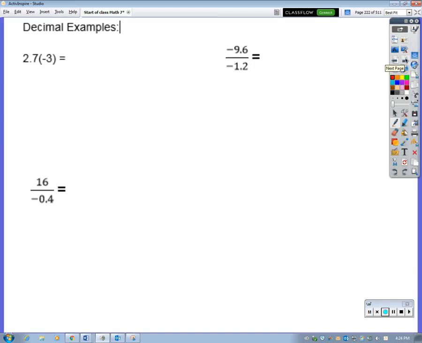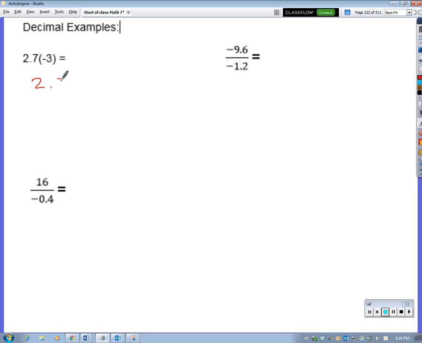Decimal examples. Okay, multiplying with decimals, just like multiplying with anything else, we're going to deal with the decimals at the end in the case of multiplication. We're just going to work the number first, and then we're going to figure out where a decimal goes. Okay, so let's stack these numbers on top of each other. 2.7 times 3. I don't really care about the negative sign yet. I'm going to deal with the negative later.